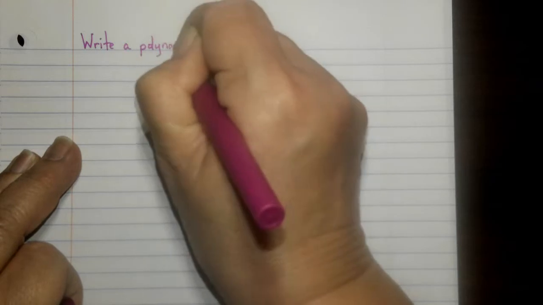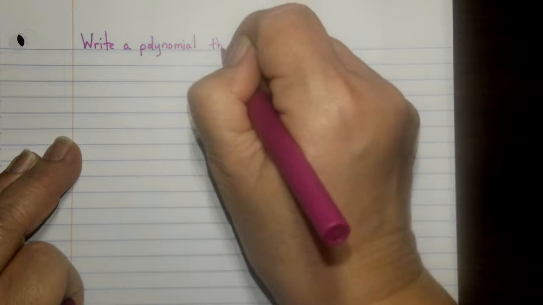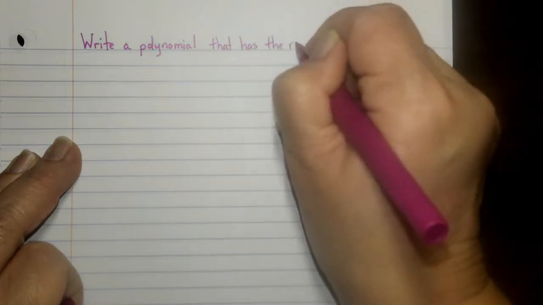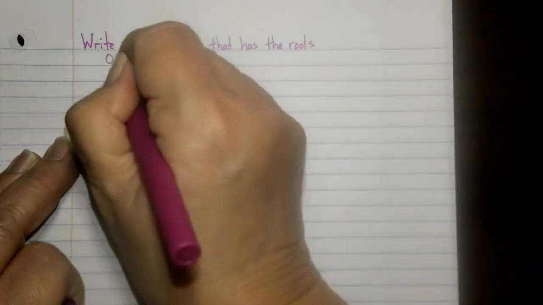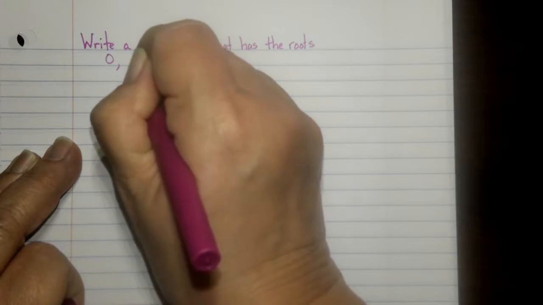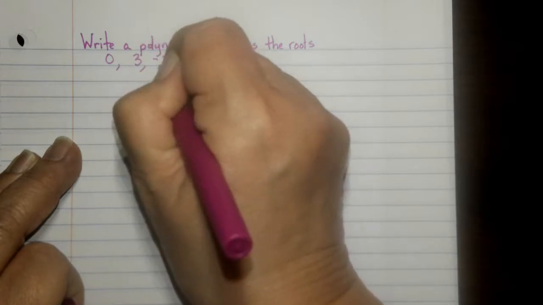Alright, so today we want to look at kind of the reverse of what we have been doing. Our instructions are going to be: write a polynomial that has the roots 0, 3, and -2.